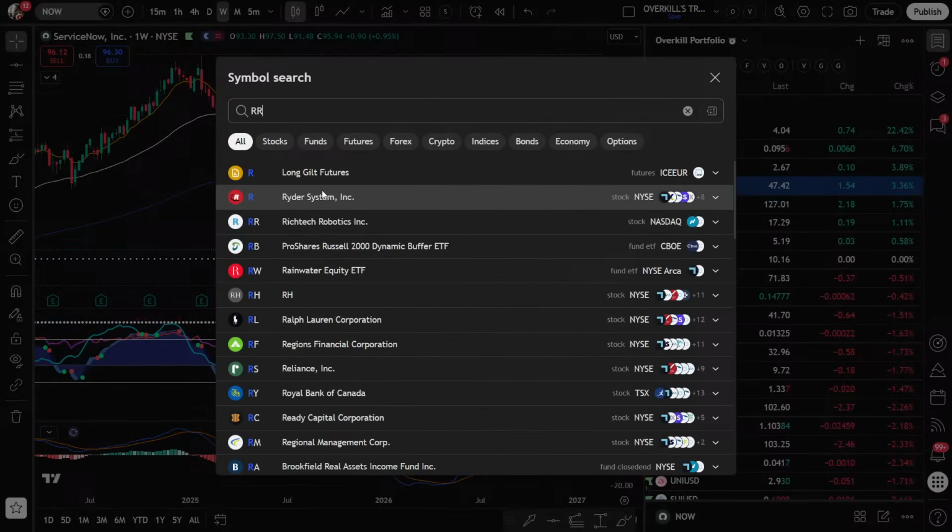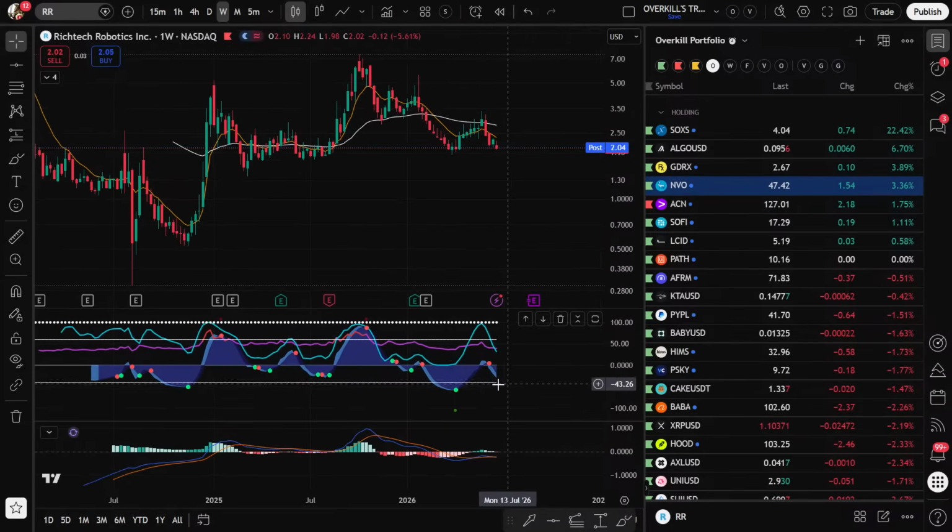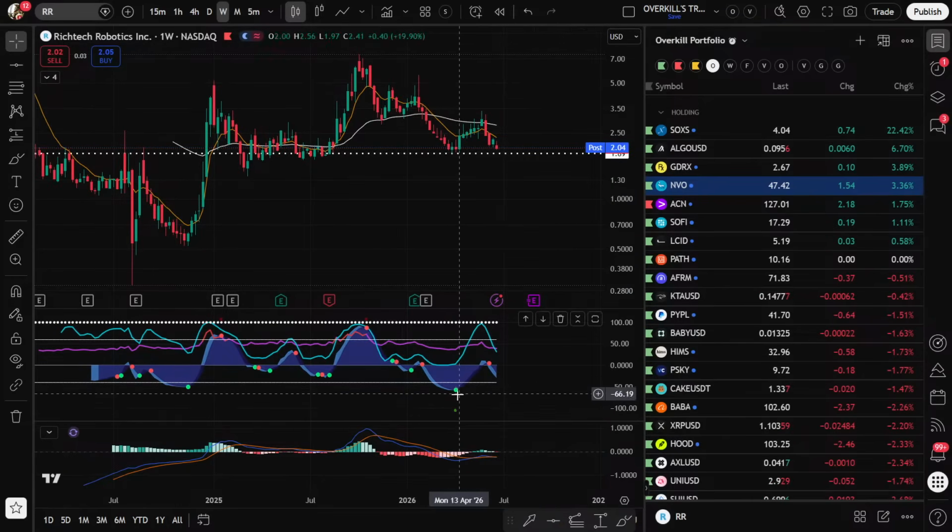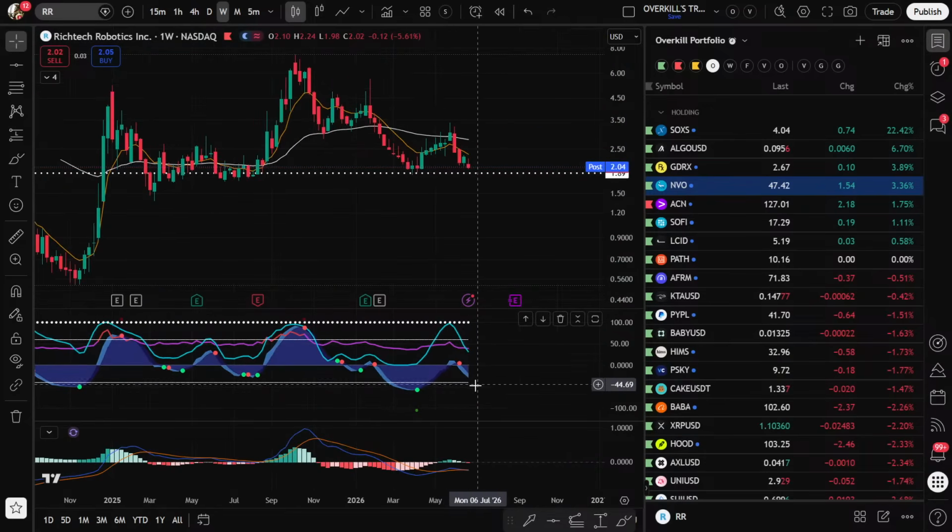We got RR, Richtech Robotics. That one just needs the signal. You got the signal down here. It's back at the price again. $2 is where we got the signal. So if you missed the opportunity to buy it here in April, you're getting another opportunity to buy it here at the same price. It had a nice trade up there from 2 to about 3.40, and then pulled back over the last 3 weeks.